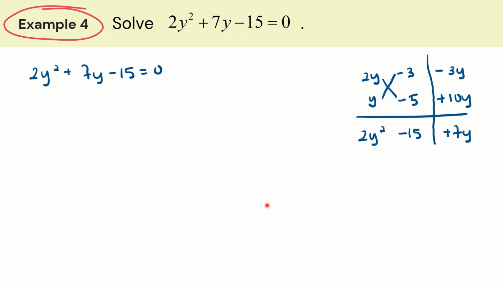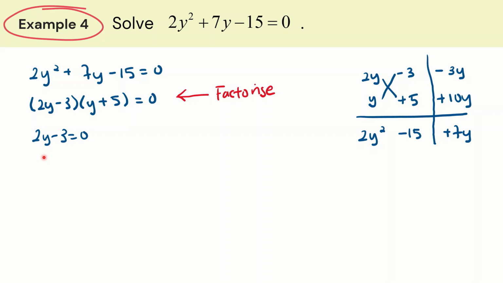I hope that you are already familiar with this, hence I'm speeding up the cross method itself. So from the cross method, I see that I have 2y - 3 as one of the factors and y + 5 as the other factor. So now I have a product of two things, and hence I can do my zero product rule and get 2y - 3 = 0 or y + 5 = 0. So that is applying the zero product rule.